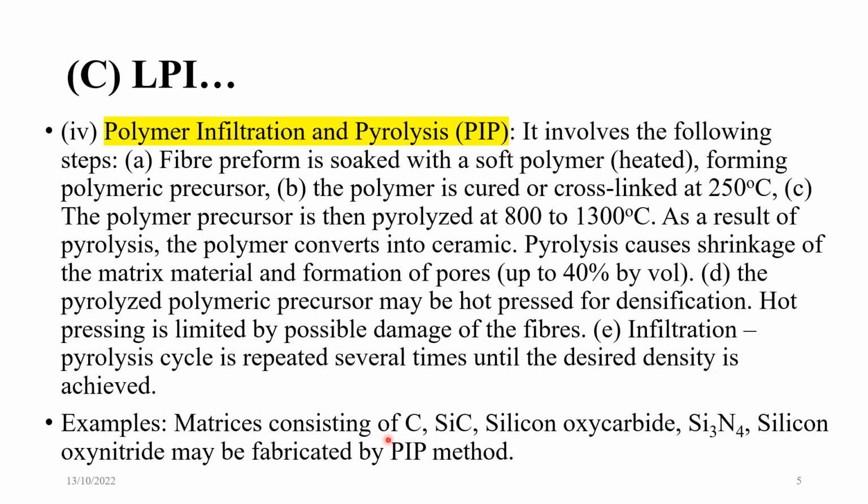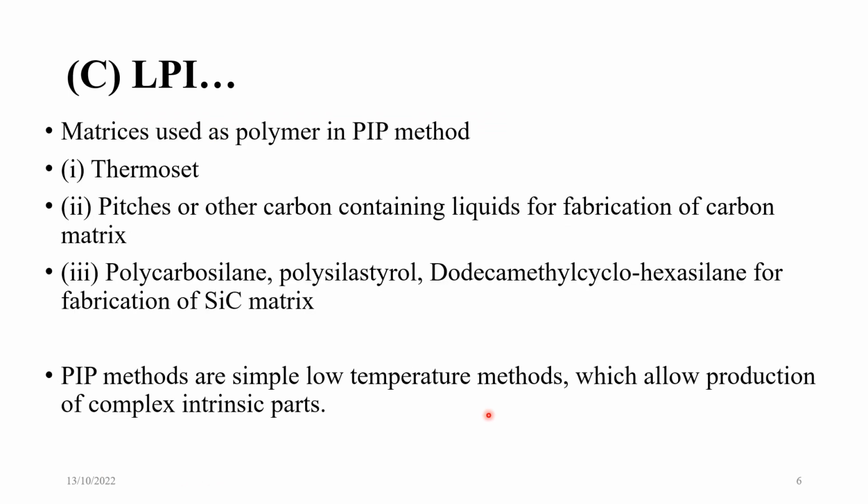Examples: matrices containing carbon, silicon carbide, silicon oxycarbide, silicon nitride, silicon oxynitride may be fabricated by this process. The polymers used in the PIP method can be thermosets. They can be pitches when your objective is to make a carbon matrix; polycarbosilane, polysilastyrene, dodecamethylcyclohexasilane for fabrication of silicon carbide matrix. PIP methods are simple, low temperature methods which allow production of complex intricate parts.